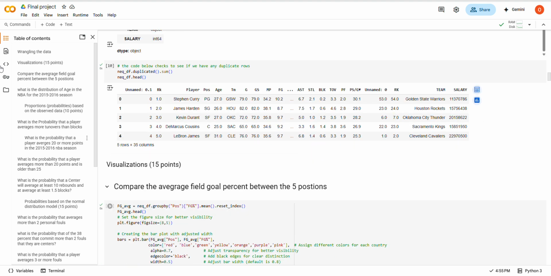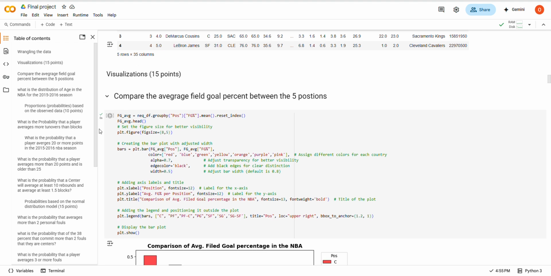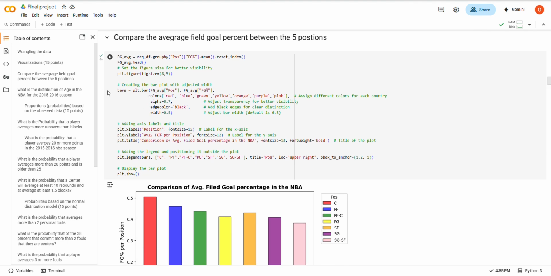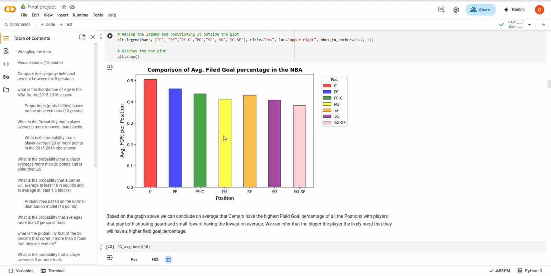For the visualization portion of this notebook, the first thing we were going to do is compare the average field goal percentage between all five positions. This is the code that we wrote. The code is going to group by position, look at the field goal column, and calculate the mean of each group. Then when we do that, we're going to plot it, and this is the plot. We decided to go with a bar graph.